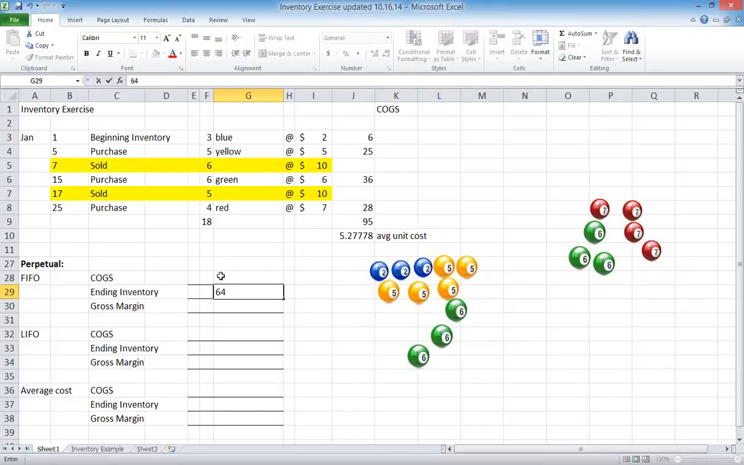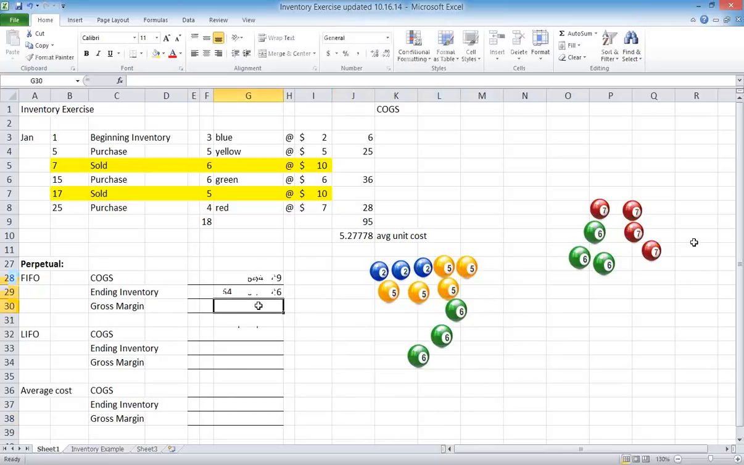Okay, something's wrong because 49 and 64 is too much. So these numbers aren't right. Somebody said 51. Ending is 46. Okay, the ending is 46. All right, that'll add up to 95.